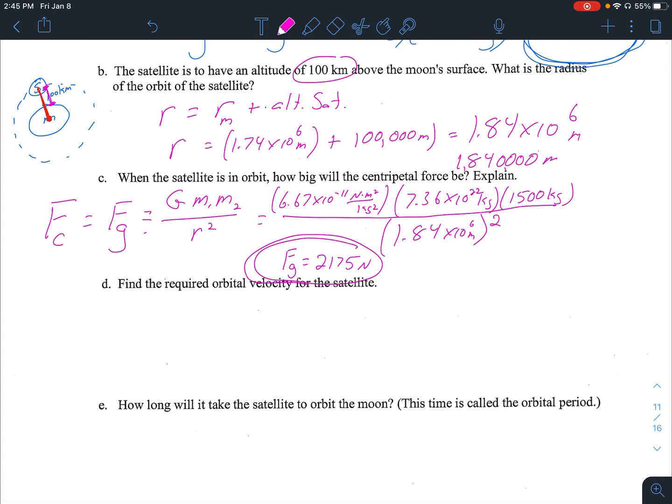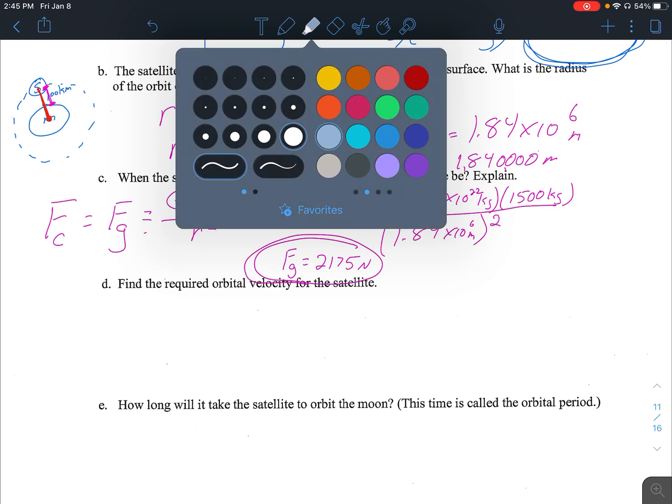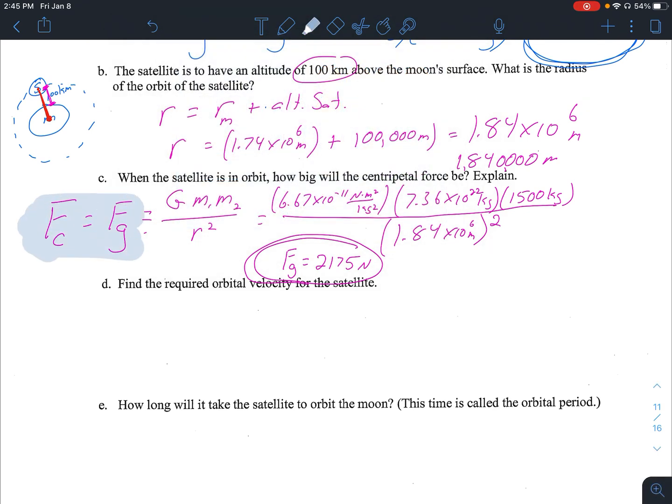Part D is asking us to find the orbital velocity of the satellite. It's moving at a constant speed around in a circle in its orbit, but its velocity is changing. It's just a nuance of calling it orbital velocity, or tangential velocity, or velocity in a circle. Since from the first part we showed that Fg, force due to gravity, was our centripetal force, we can jump right into it.